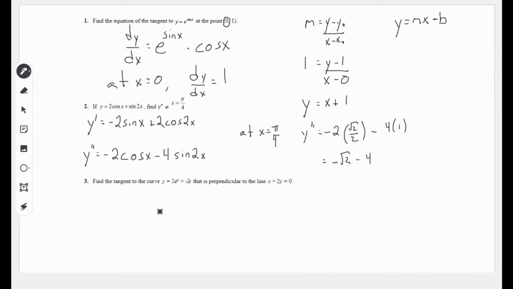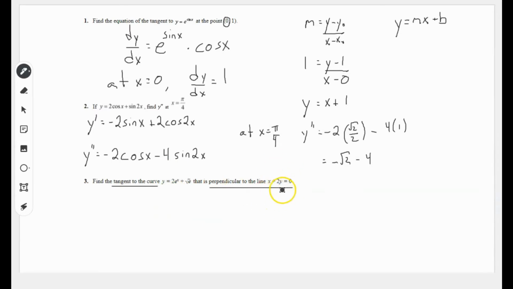So question 3 says find the tangent. So we need to find out where this tangent occurs on the curve y equals 2e to the x plus the square root of e, that is perpendicular to that line. So we're looking for a coordinate. Where on this graph do we get a tangent that is perpendicular to this line?